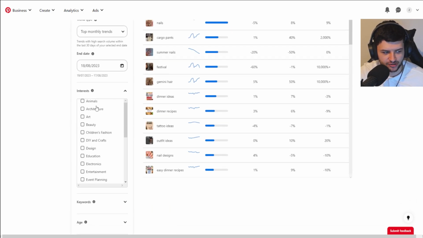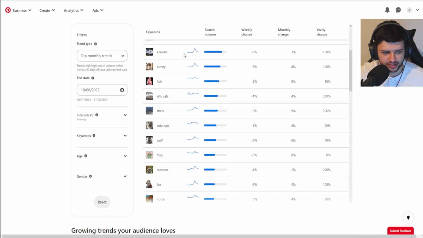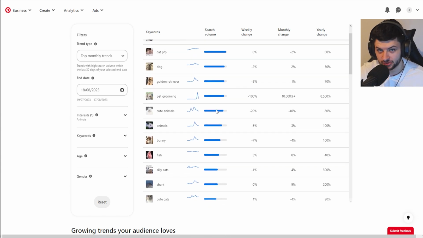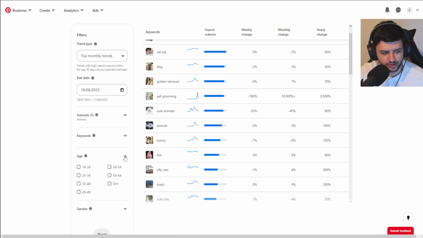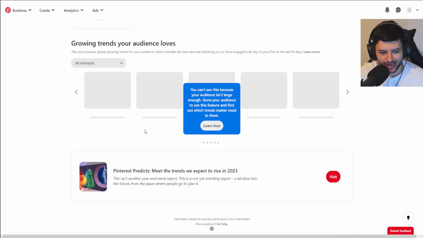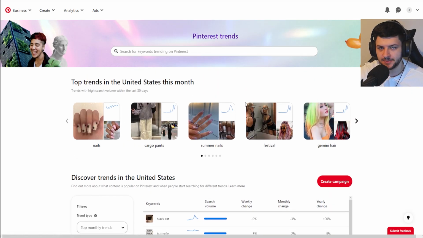We can also filter by interest, so we can have a look at animals if we want to sell for pets, for example. This would be pretty good inspiration down here. What animals have the highest searches? Then we could go on the animal, see what products people are posting about it, and get an idea about our audience. We can have a look at keywords, filter by ages and genders, and look at the growing trends that our audience actually loves. We can also import our products from Shopify into Pinterest if you have a business account, and there's a lot we can do to pull data from there so we can tailor our approach to our own store. So a lot of powerful things we can do on Pinterest Trends.